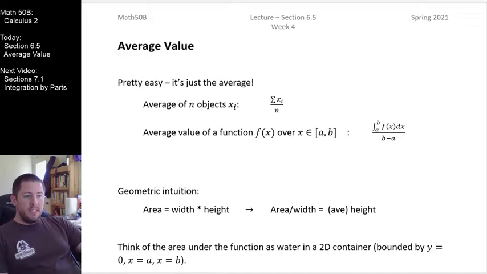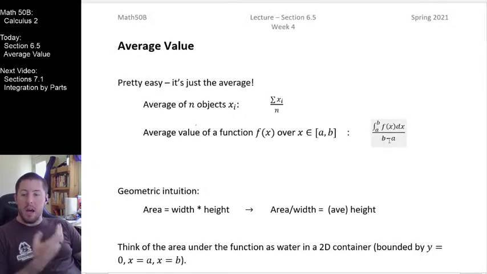Well, it's reasonably easy to think about this in a couple different ways. One, if we're taking an average of n objects that are all an x sub i object, then you add up those objects and you divide by how many objects we had. We are going to do essentially exactly that same thing here, where we add up all of the heights of our objects and divide by the width of the region over which we saw all those objects, right?